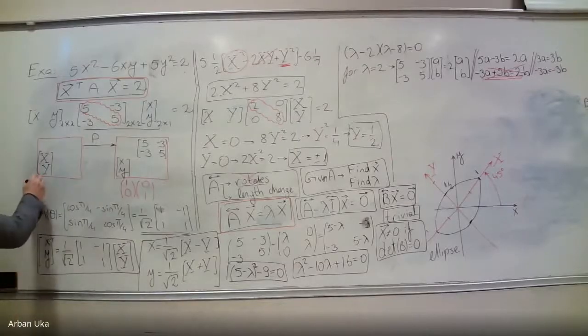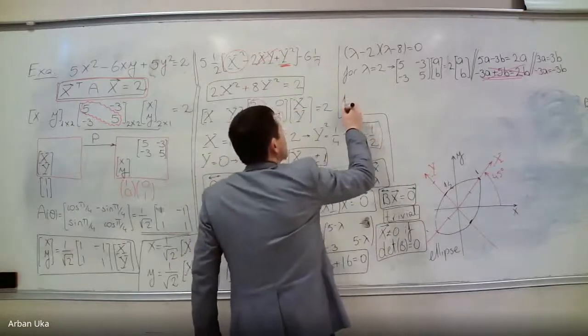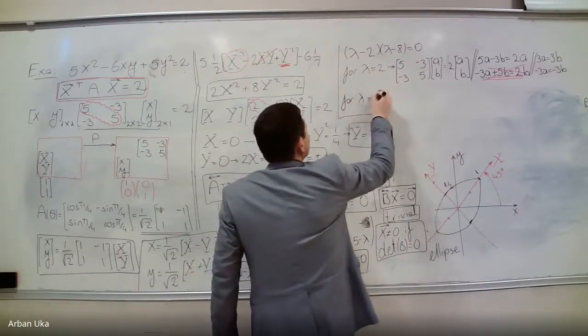2, 2, 1, 1. 1, 1. That's correct. Okay, let me write 1, 1 here. This is 1, 1. We found it. Then let's try to find the same thing for lambda equal to 8.